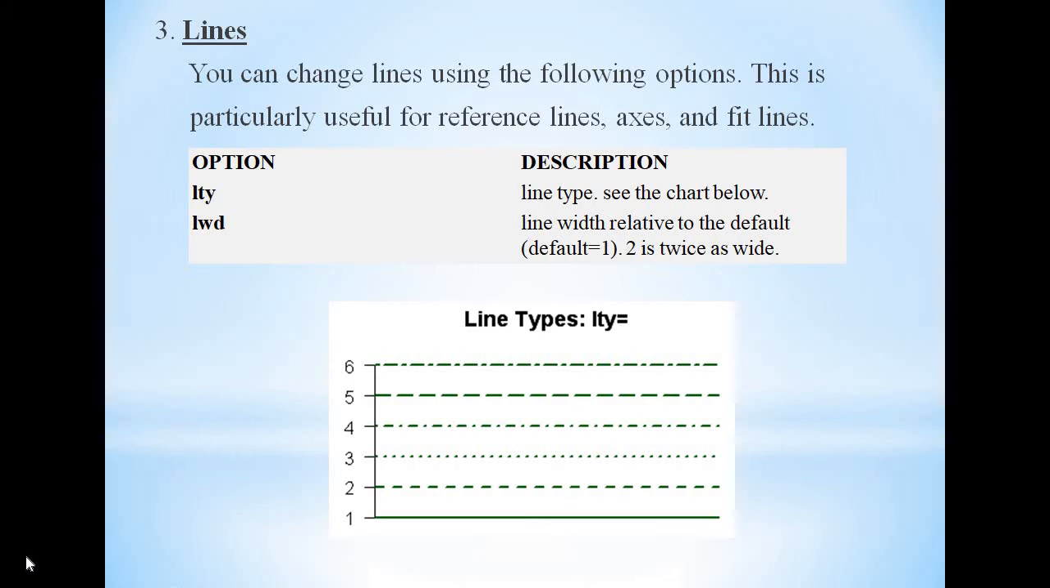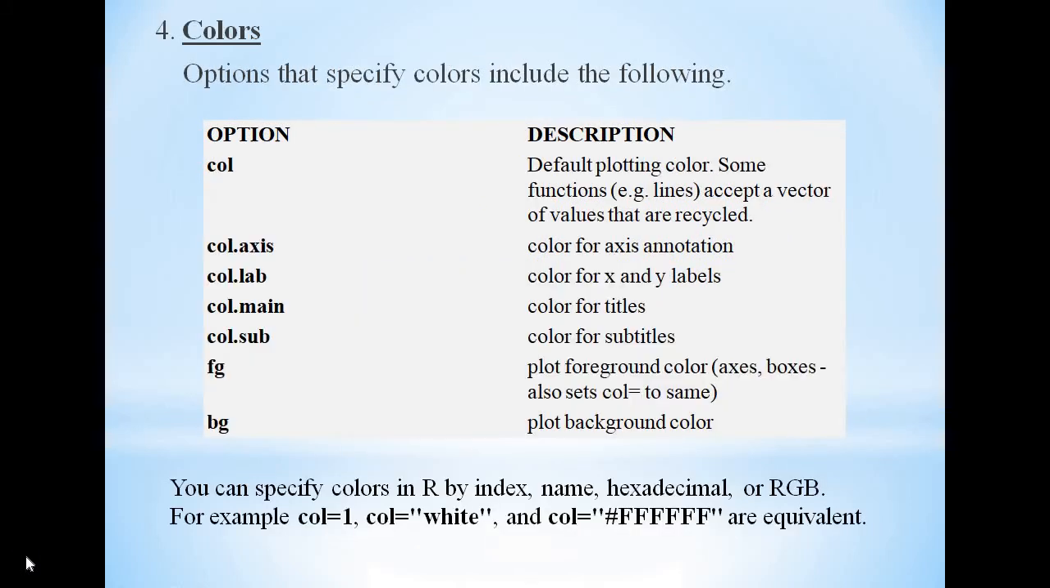Lines: LTY means line type and LWD means line width. These are the different line types available in R, used in graphs in R. Then colors. For specifying colors, we can use the options like COL, COL.axis, COL.lab, COL.main, COL.sub, then FG, BG. For example, COL.axis gives the color for axis. COL.lab gives color for X and Y labels.